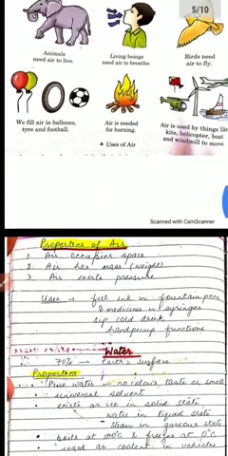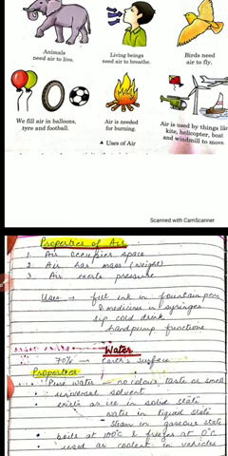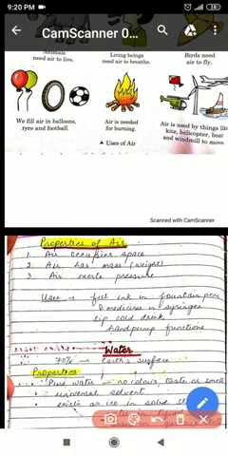So next, properties of air. What are the properties? Everything has properties. So air occupies space. You know, any matter occupies space. So air is also matter. It occupies space. It has weight also. It has mass. And air exerts pressure also.